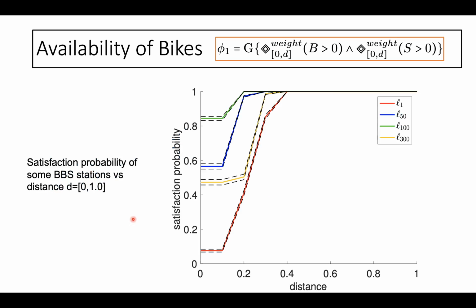In this figure we can see the evolution of the satisfaction with respect to the distance for some specific locations. You can see that around 0.5 all the spatio-temporal trajectories and all these locations satisfy the property, where the dotted line is the standard deviation for each location.